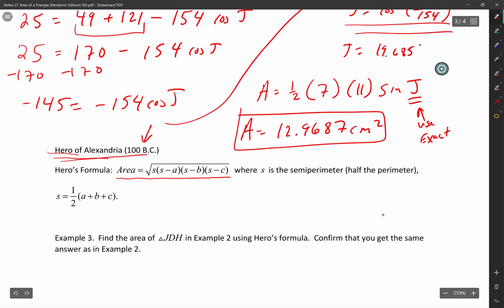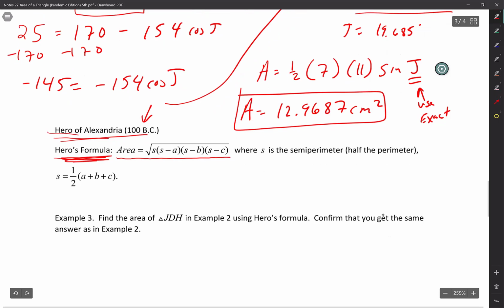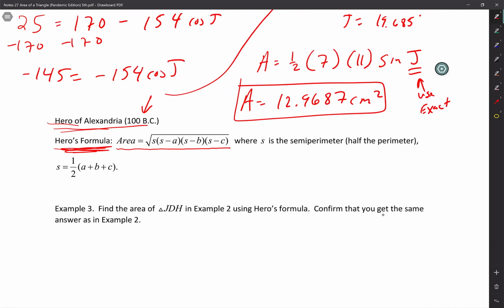And he came up with this formula. It's called Hero's formula, and depending on what website, some of them call it Heron's. So look him up, Hero of Alexandria. Hero's formula says area is equal to the square root of S minus A, S minus B, S minus C, a product of all that, where S is the semi-perimeter, which means half the perimeter, and A, B, and C are the sides.